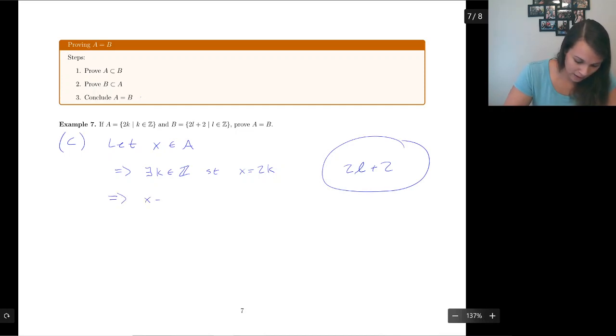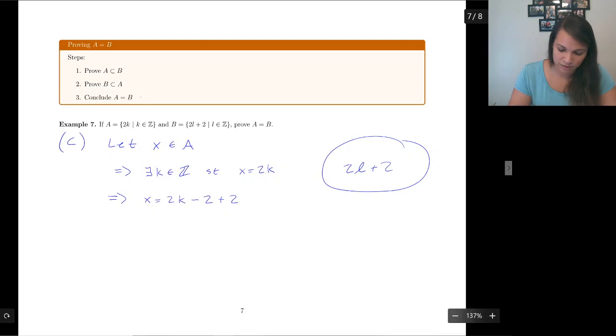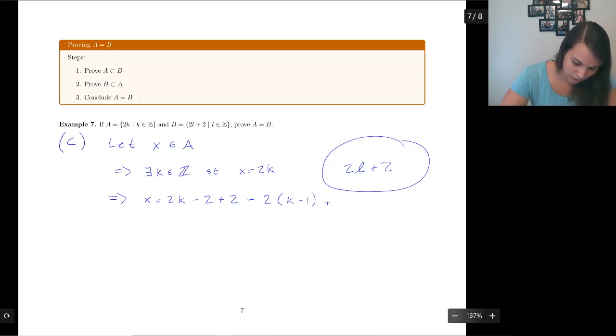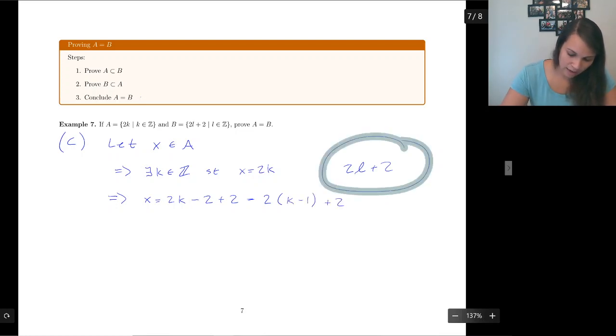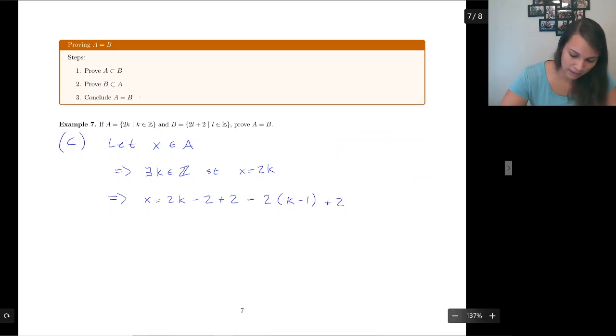I'm going to say that x equals 2k, and then I'm also going to subtract a 2 and add a 2. So now I have my plus 2, but it doesn't really look the way I want. So I'm going to group these guys up together and factor out a 2, which is going to leave me with k minus 1 plus 2. And then that k minus 1 can be my L.